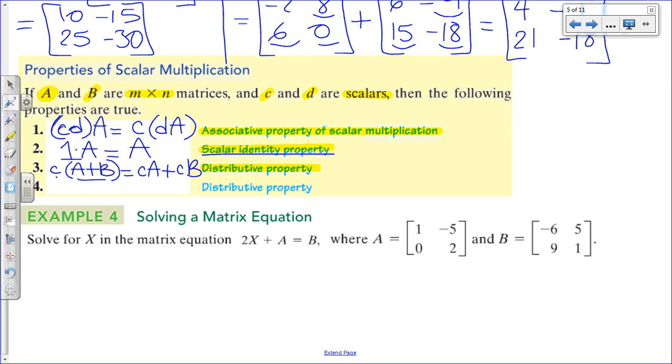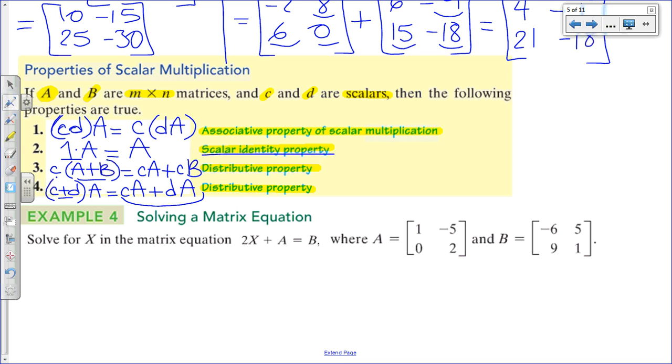We also have another distributive property here, and that will be if we are adding two scalars, C plus D, adding two numbers, and then multiplying that times the matrix. And so we could add the two numbers first and then multiply, or we could get the product of C times A and D times A and then add them together. And so that is another example of distributive property of scalar multiplication.